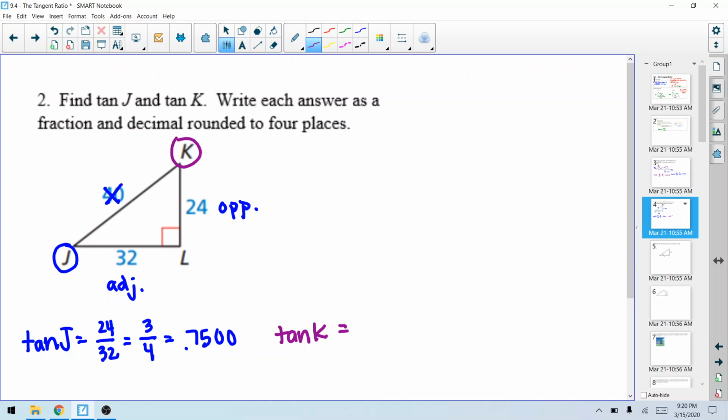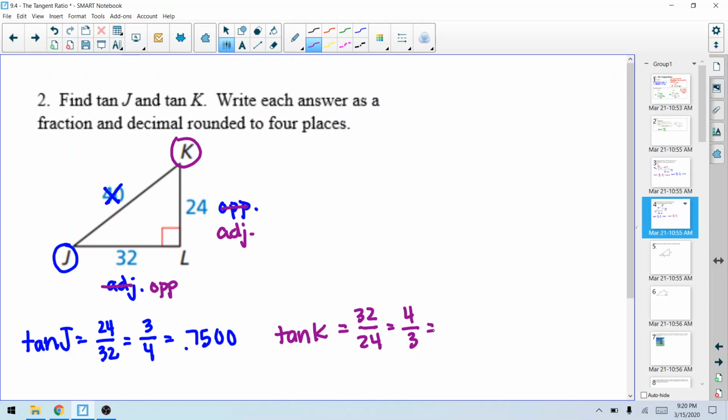Okay, change your reference angle, tangent of K. So now I'm looking up here. So if I change the reference angle, think about it for 3 seconds, what happens to your opposite and adjacent side? So adjacent becomes opposite, opposite becomes adjacent. Tangent of K, 32 over 24, which simplifies to 4/3.